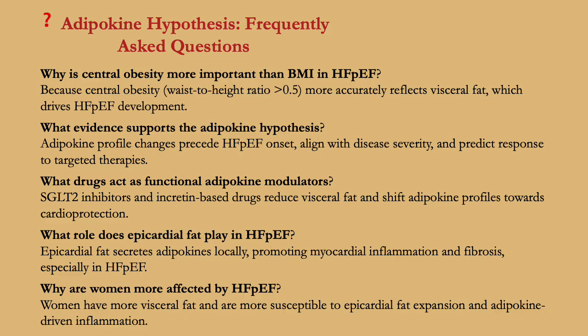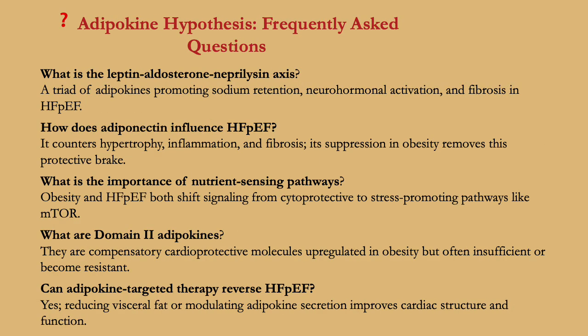Why are women more affected by HFpEF? Women have more visceral fat and are more susceptible to epicardial fat expansion and adipokine-driven inflammation. What is the leptin, aldosterone, neprilysin axis? It's a triad of adipokines promoting sodium retention, neurohormonal activation, and fibrosis in HFpEF.